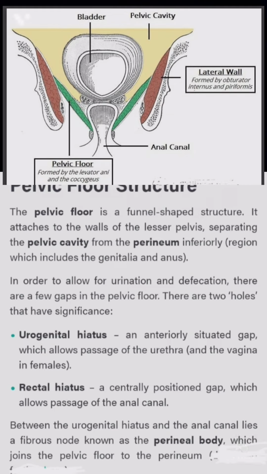Now between the urogenital hiatus and the anal canal lies a fibrous node. We have already discussed the urogenital hiatus, through which the vagina and urethra pass, and the rectal hiatus through which the anal canal passes. Between them is a muscular fibrous node known as the perineal body, which joins the pelvic floor to the perineum. It is responsible for the connection between the pelvic floor and the perineum.